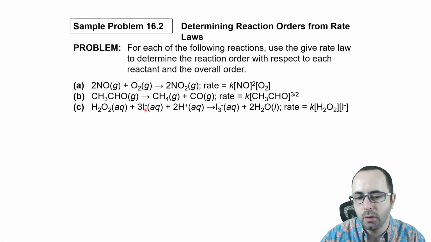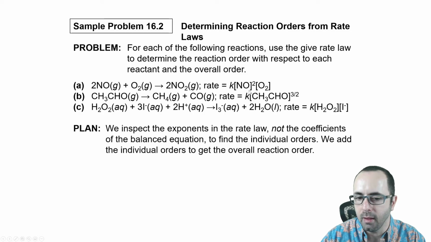Here we have one H2O2 and three iodide ions react with two H plus protons here, and make one triiodide ion and two waters. And the rate law for that one is the rate constant times H2O2 to the first power times I minus to the first power, and H plus is not included. Okay, what does this mean? Well, we inspect these rate laws and determine the orders based on the rate law.